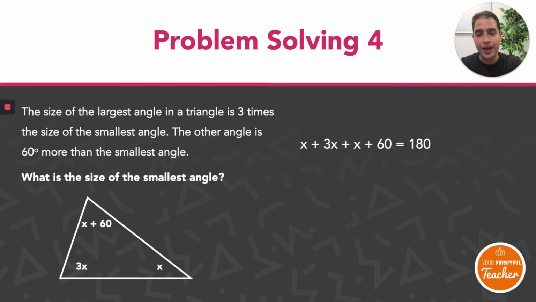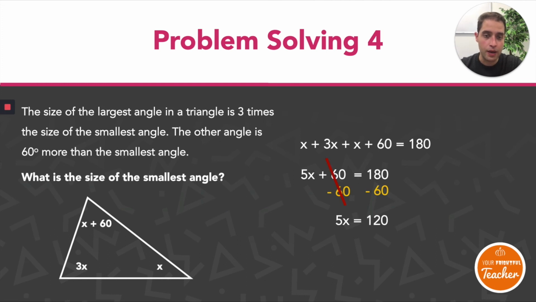I know that when I add all these together, every triangle, when you add all the angles together, it comes to 180. So x plus 3x plus x plus 60 equals 180. I simplify. 5x, I add all the x's together, plus 60 equals 180. What's next? I want to leave the x's by itself. So I minus the 60. If I do it on this side, I have to do it on the other side.